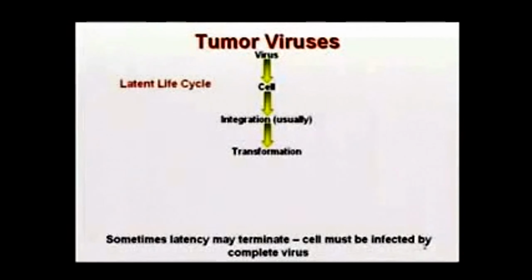Or, by taking up residence within the cell, it can transform the cell. It can alter the properties of the host cell. As I said, sometimes that latency may terminate and produce new viruses. But in that case, the whole virus must be there in order to make a whole virus, progeny virus.